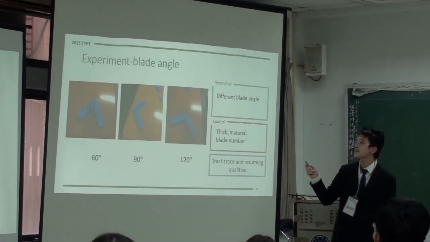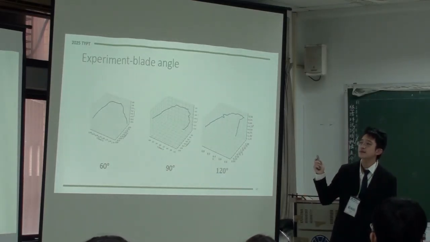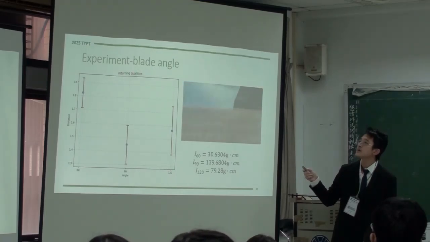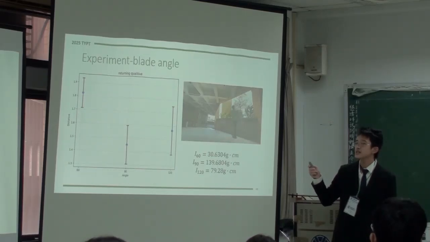And next is braid angle. I control stick, material, and the braid number, and I track the trace and the roll returning quality. And then this is tracked in different braid angles. And then we can find that the 19-degree has the best returning quality. I think it is because the moment of inertia is minimum, so it will have a better returning quality.